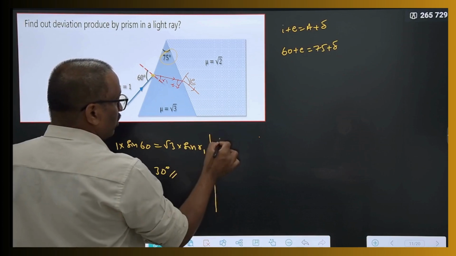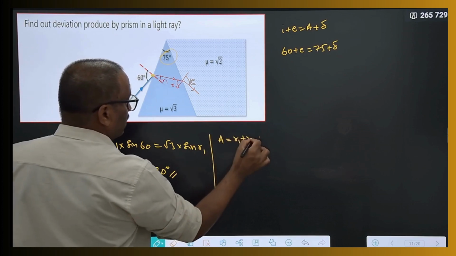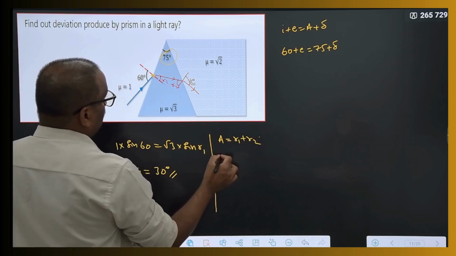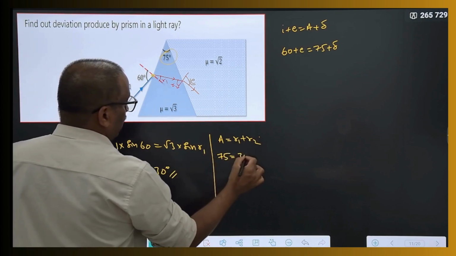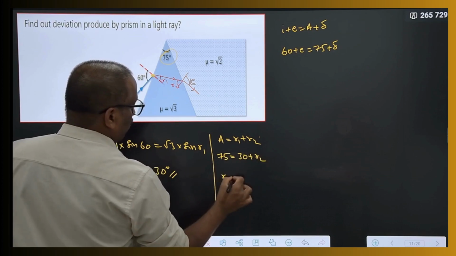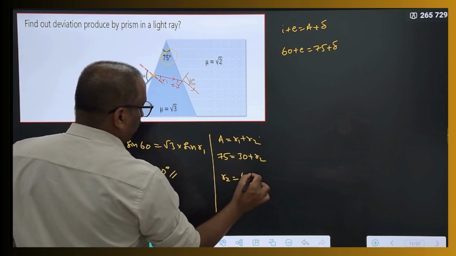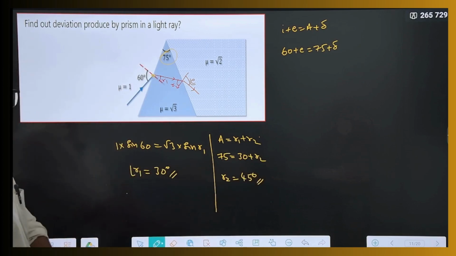Therefore R2, I should write it now. A is equal to R1 plus R2. So here, 75, 30 plus R2. R2 will be equal to 45 degree. Clear? Now I got R2.